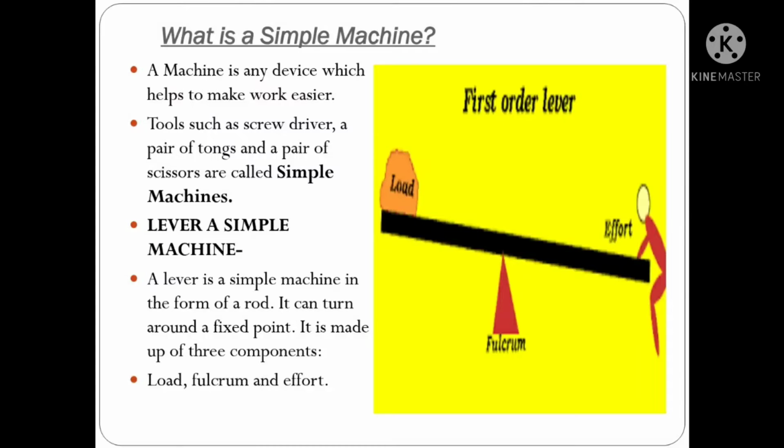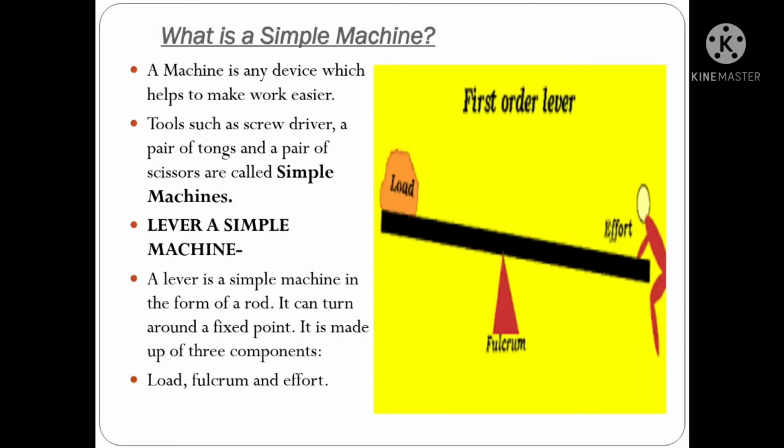What is a simple machine? A machine is any device which helps to make work easier. Tools such as a screwdriver, a pair of tongs, and a pair of scissors are called simple machines.